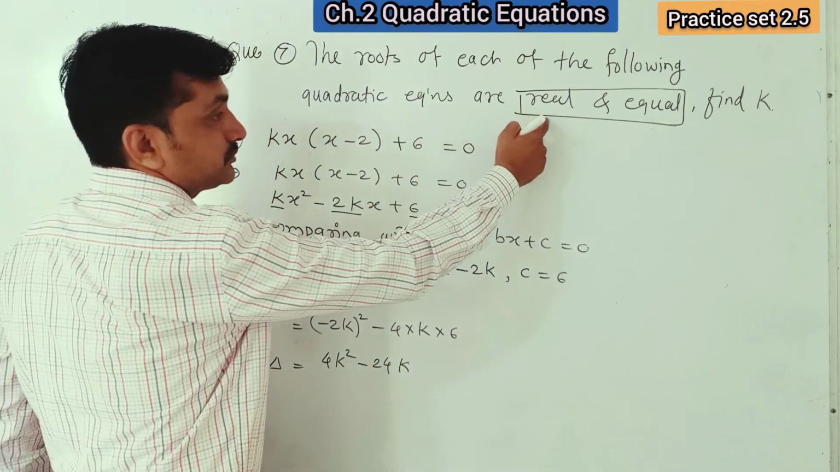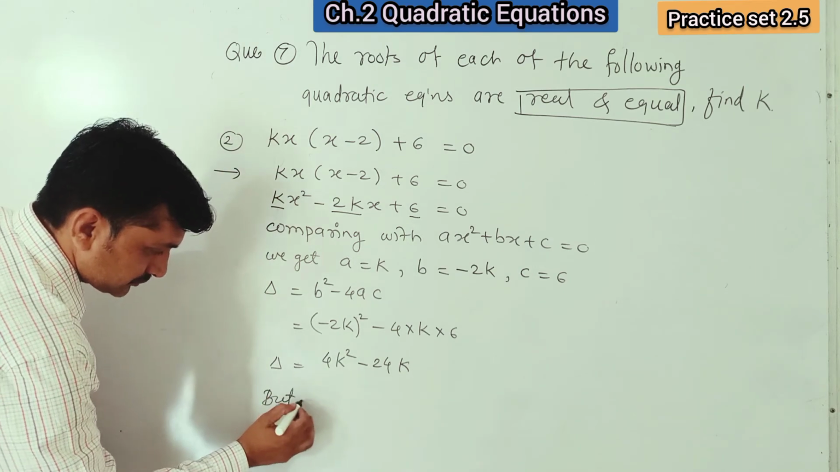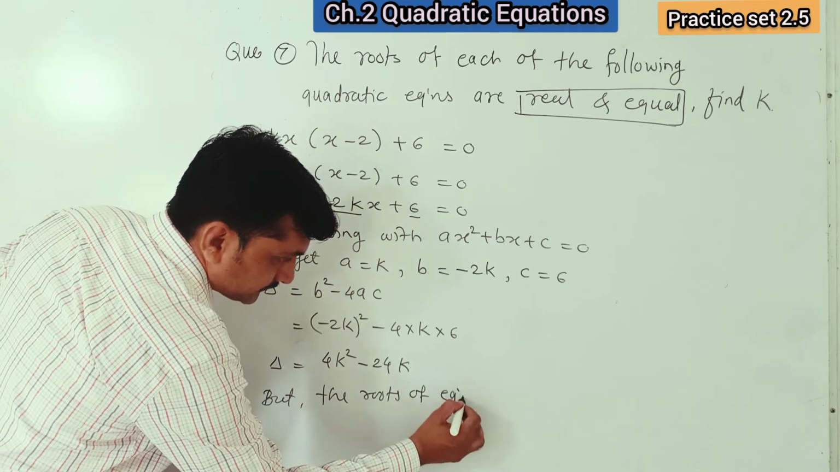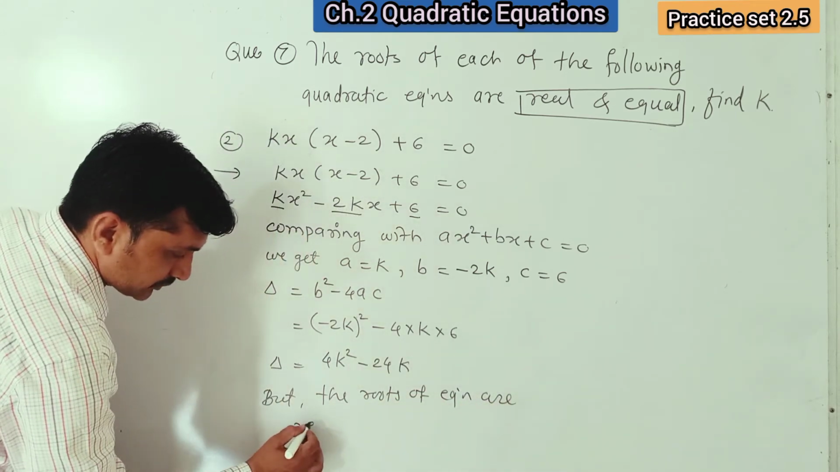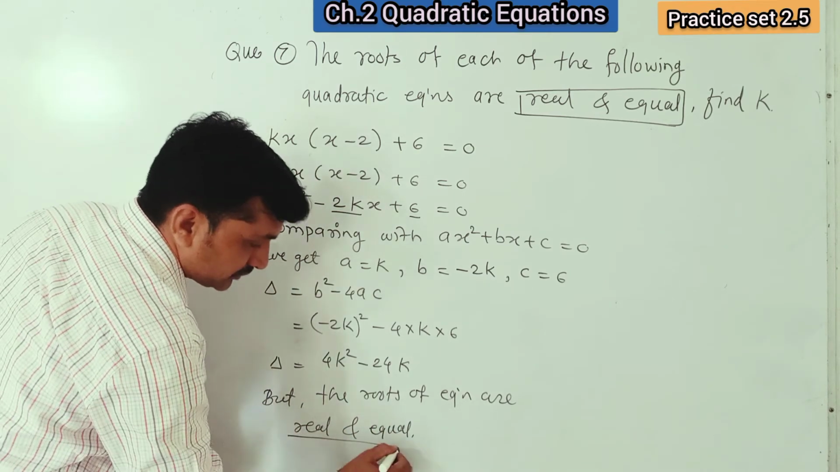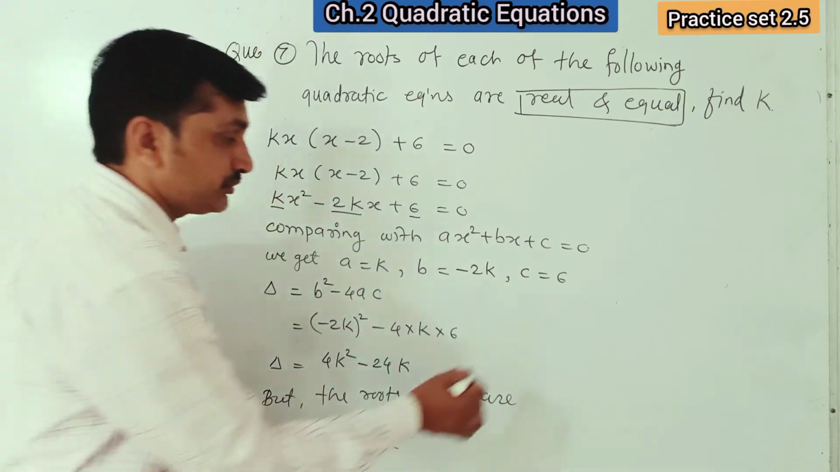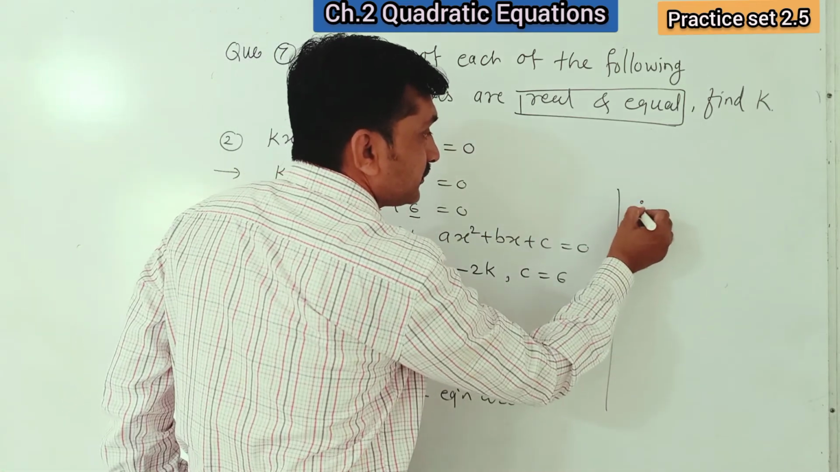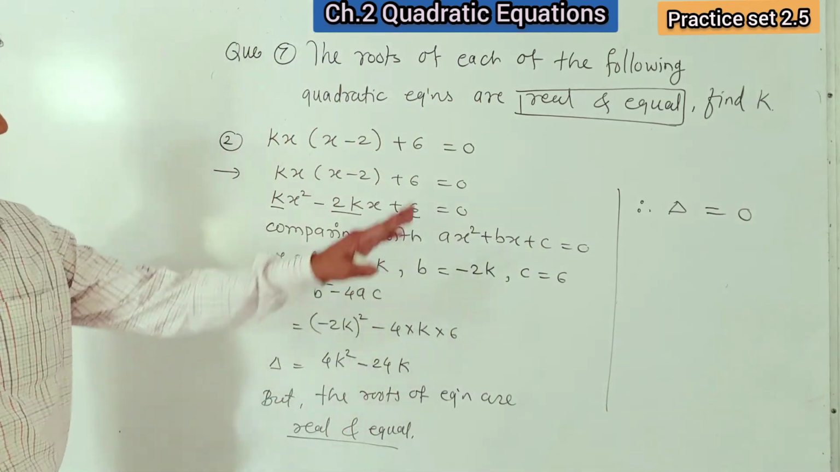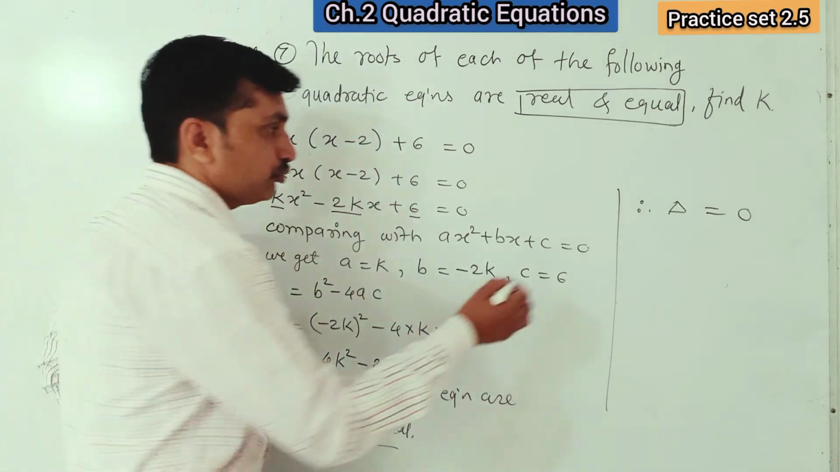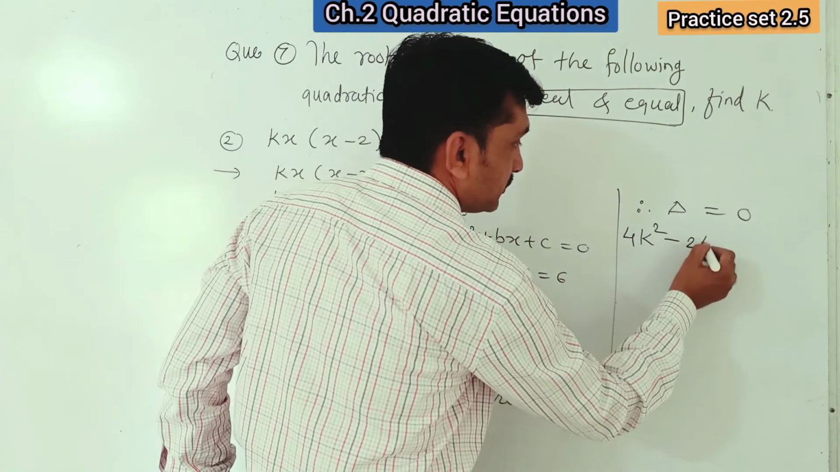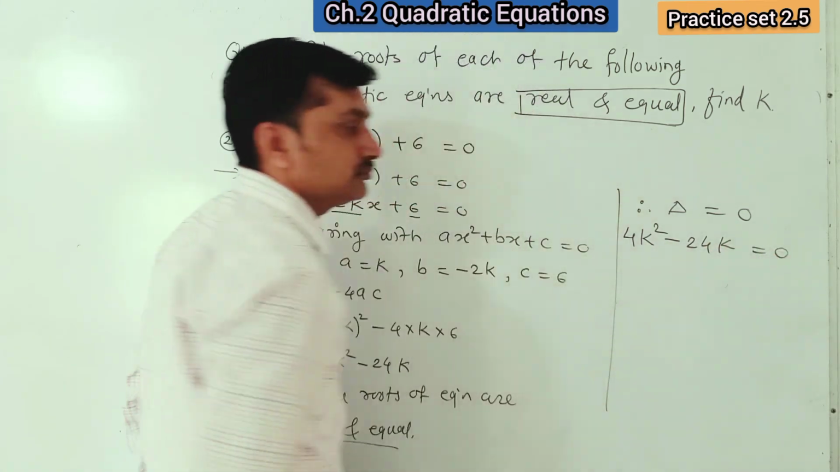Again the condition is this: the roots of the equation are real and equal. If roots are real and equal, delta is equal to 0. Therefore delta is equal to 0 because roots are real and equal. Put the value of delta here: 4k square minus 24k is equal to 0.